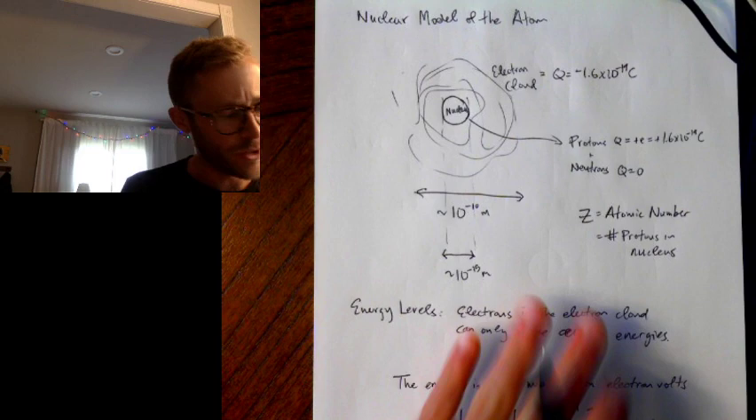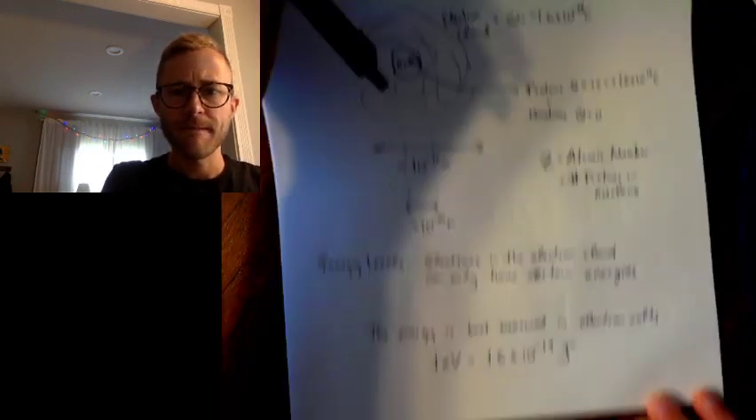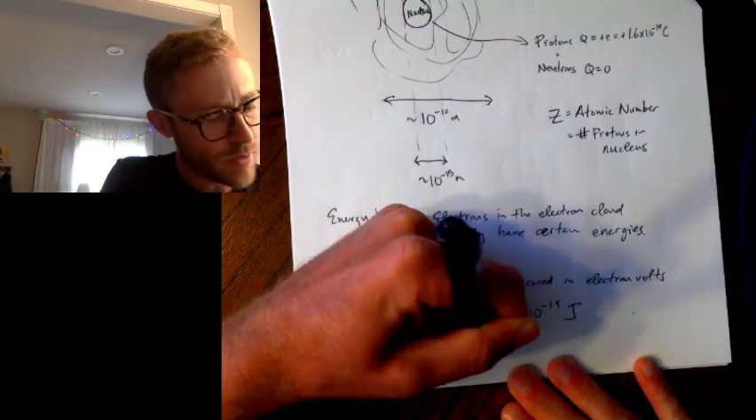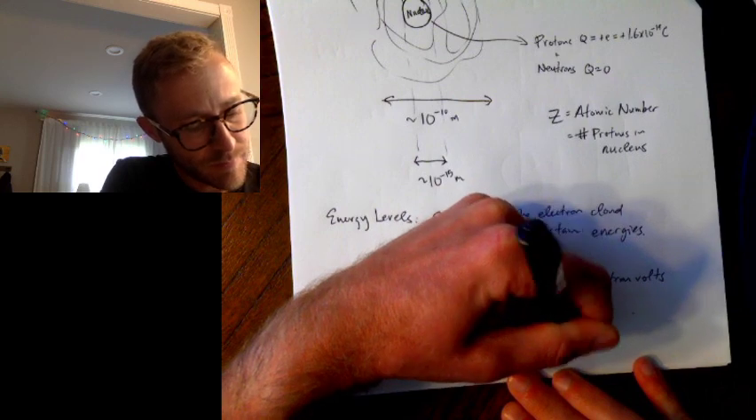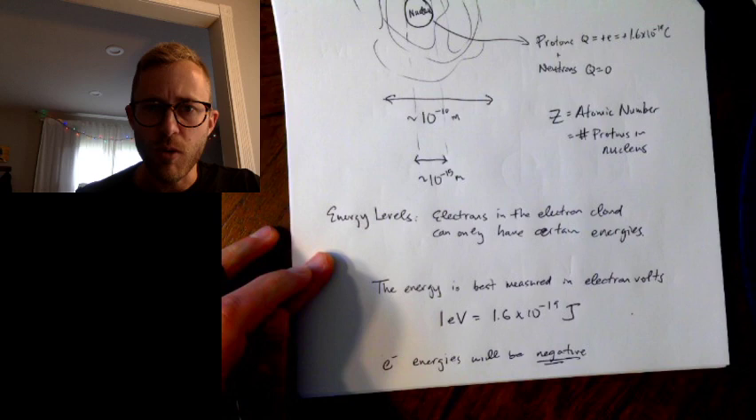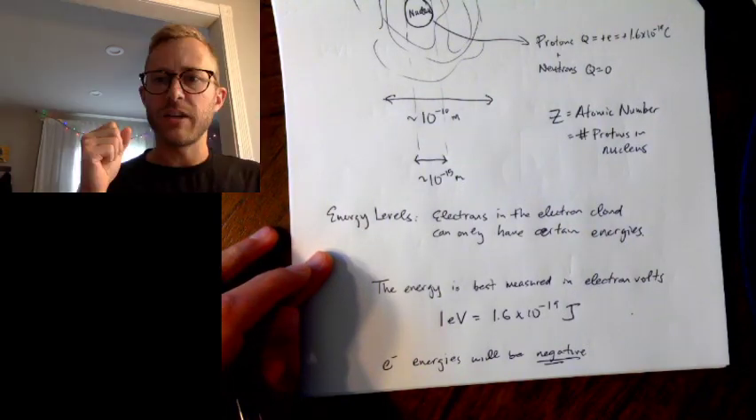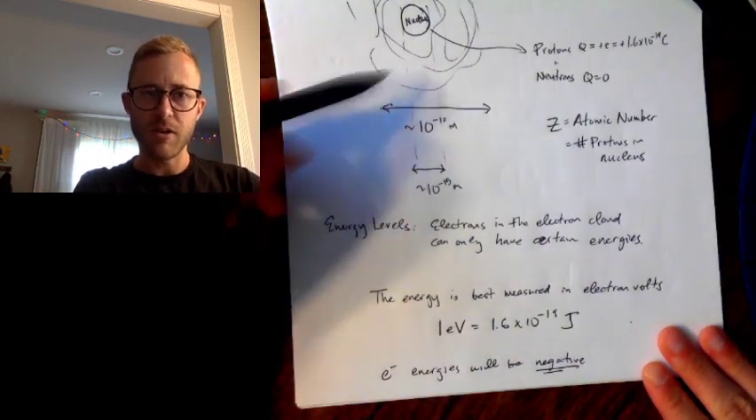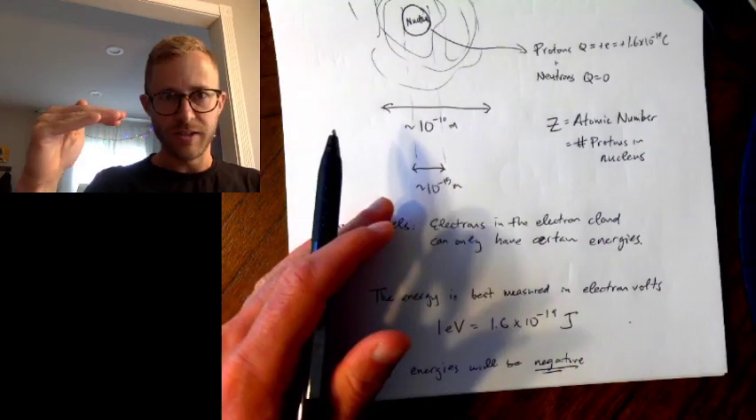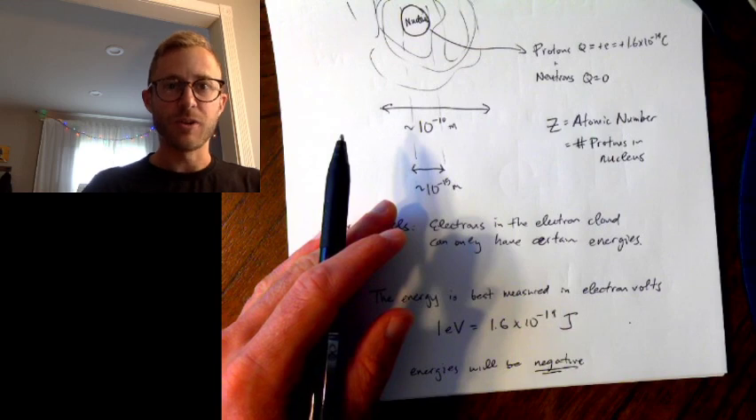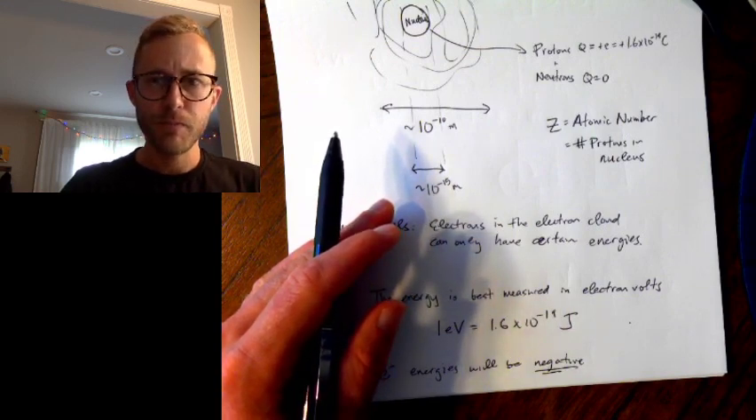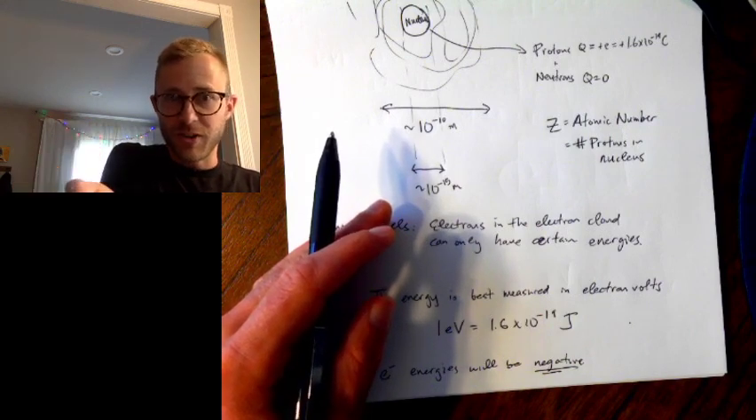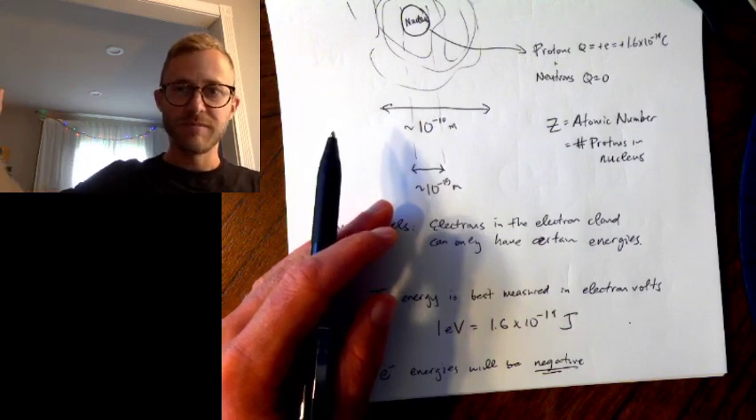The electron energies will be negative. Now, why is that? Well, negative energies represent something that is bound, something that is stuck. The electrons are stuck in the electron cloud, and so they have negative energy. 0 energy is the moment when you're free. If something has, for example, minus 5 eV of energy, and you give it 5 eV of energy, its energy has gone from minus 5 to 0, and it's free.